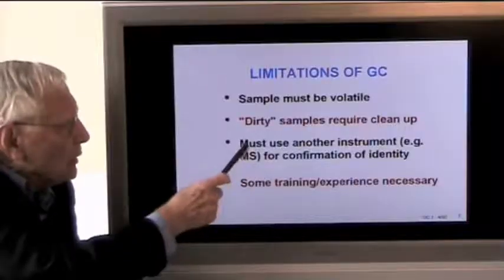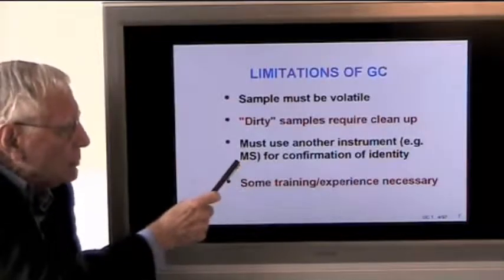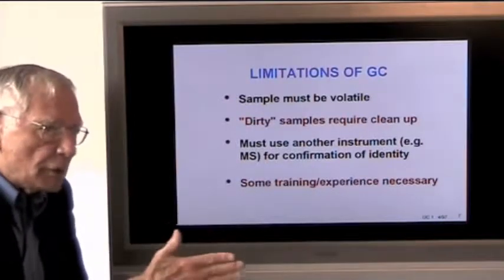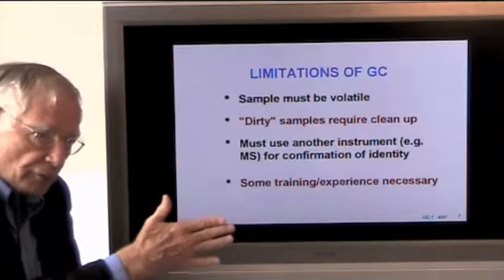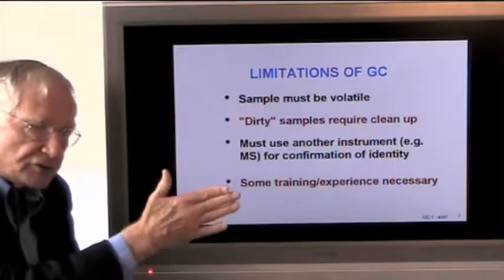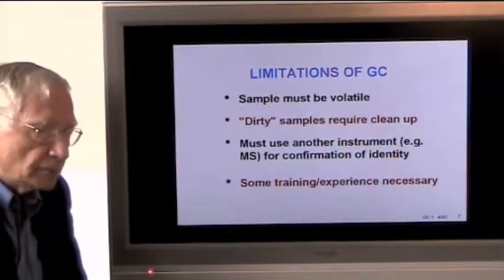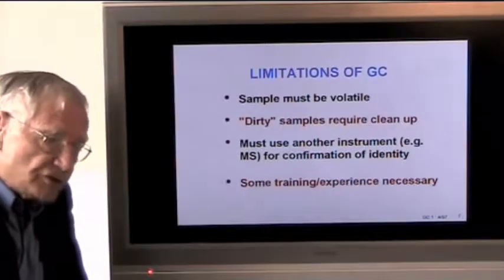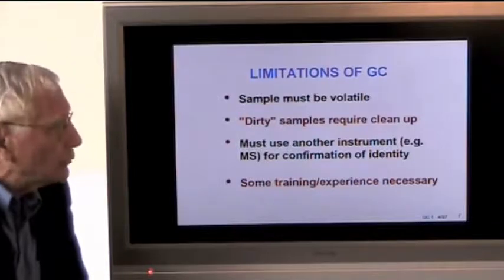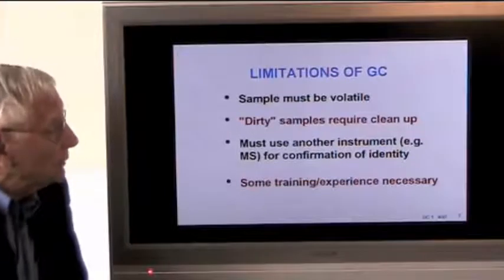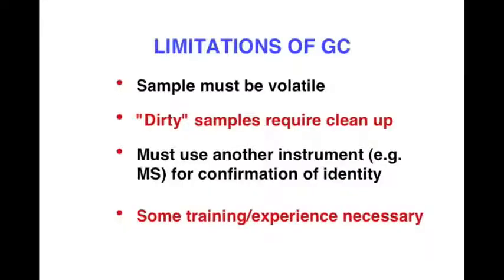Another limitation is we must use another instrument, for example, a mass spectrometer, for confirmation. Typically, we use the retention time described earlier, the retention time of standards and unknowns, to decide what the peak can be. But legally, at least in the United States, retention times are not considered a confirmation. A mass spectrometer is needed for confirmation if necessary. And finally, of course, some training, some experience is necessary in order to obtain good results.